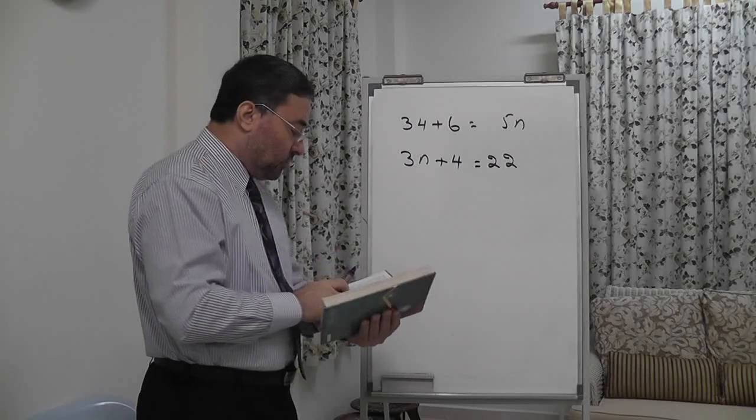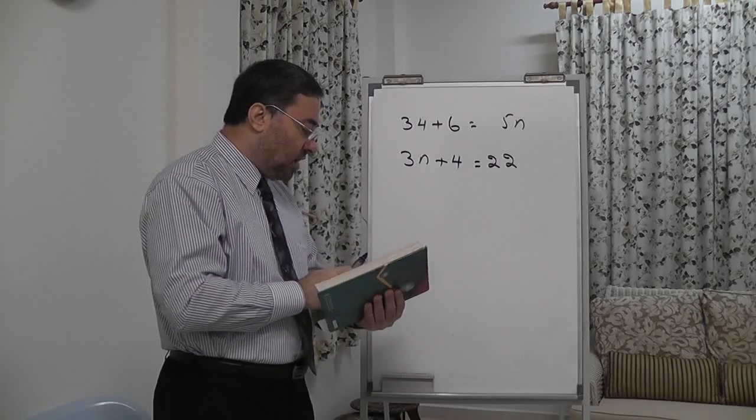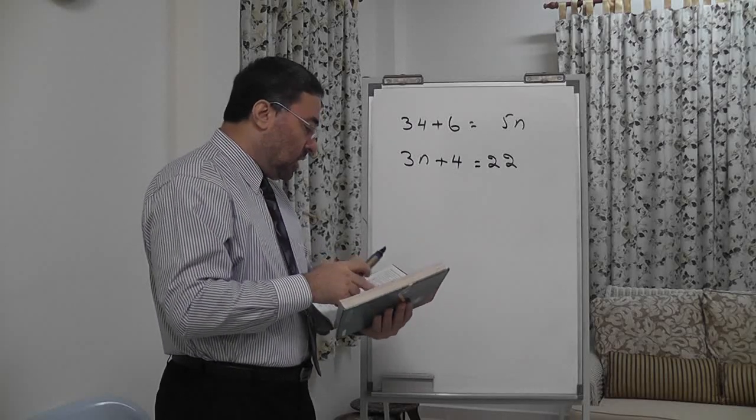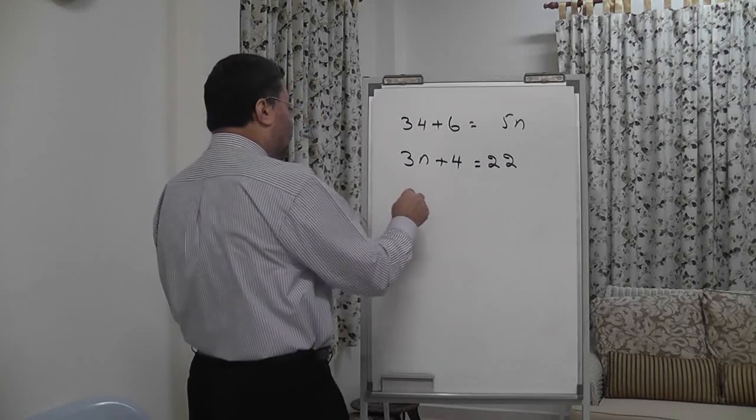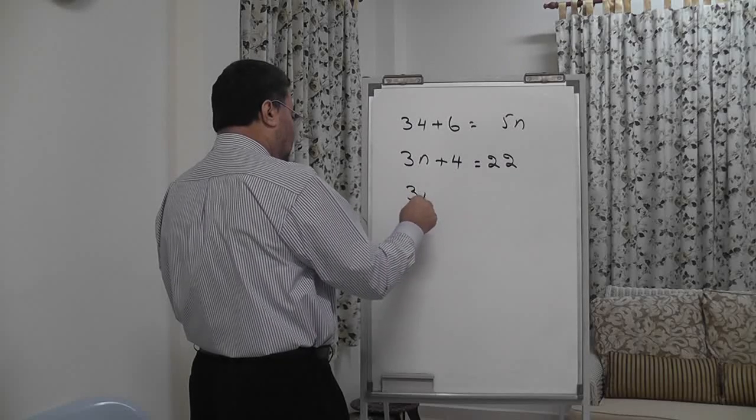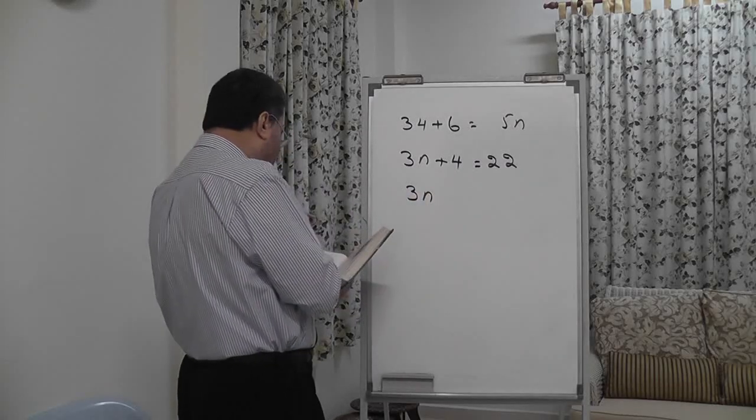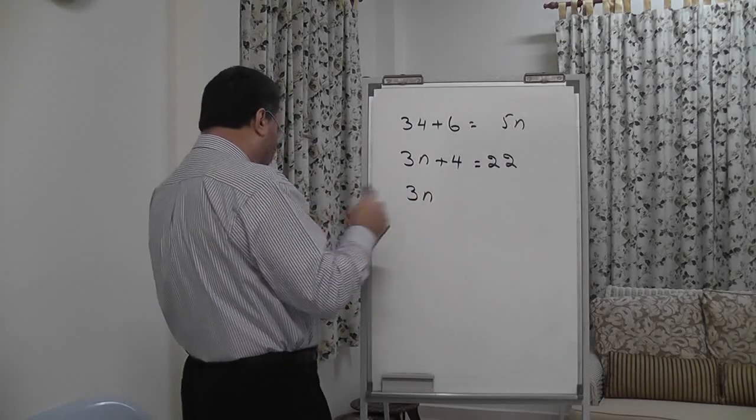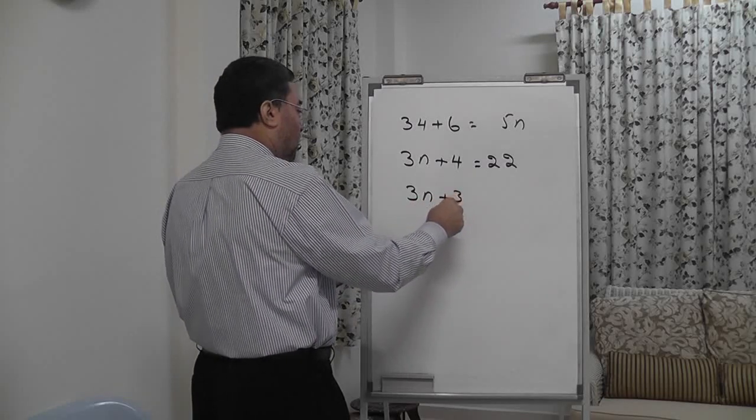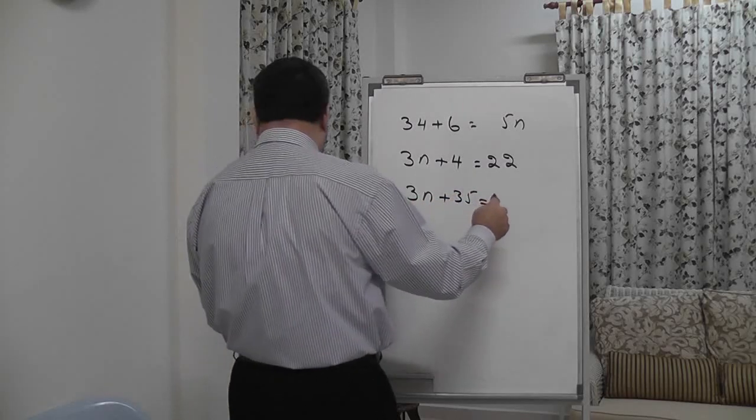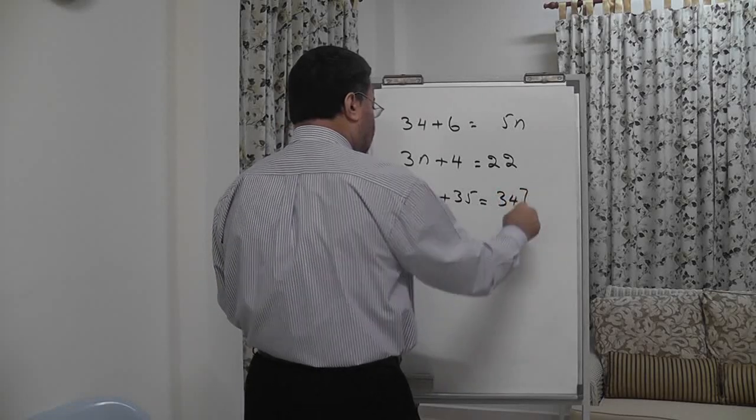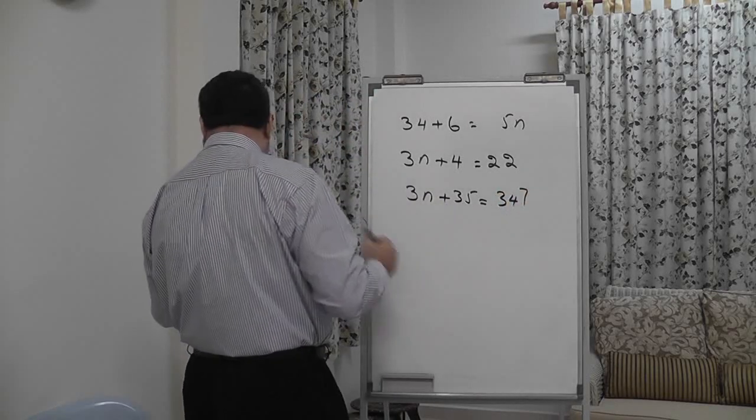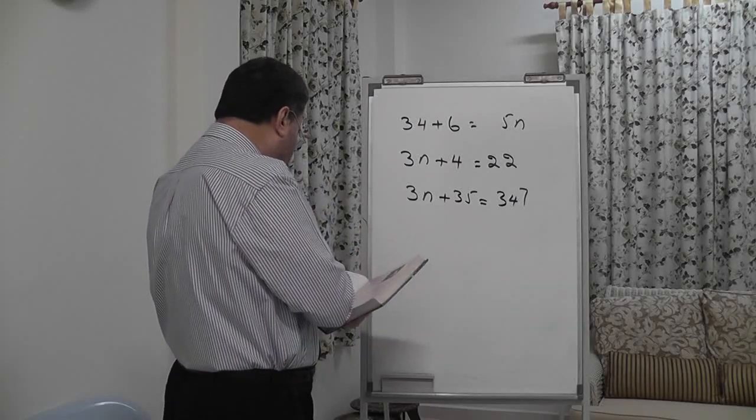Number 33, the selling price of a stereo is $35 more than 3 times the cost, $347. So we have 3 times the cost, and that's 3n. And if we add to it 35, that will be equal to 347. And now you can simply solve this equation.